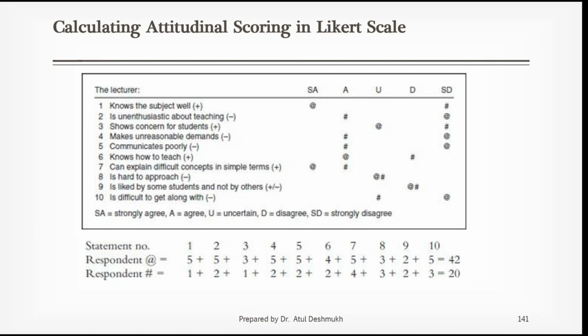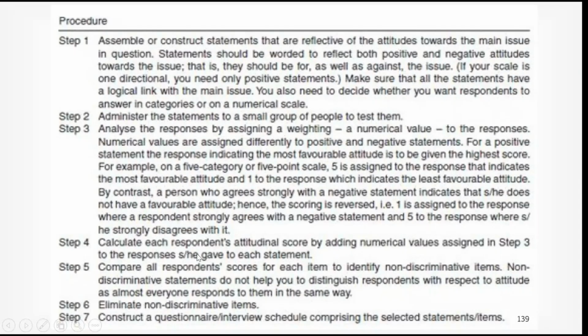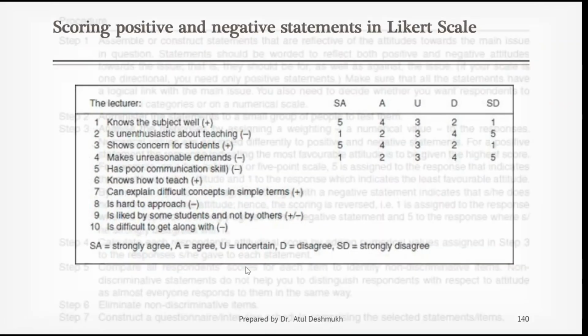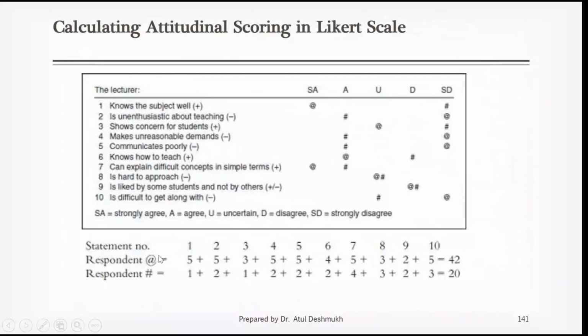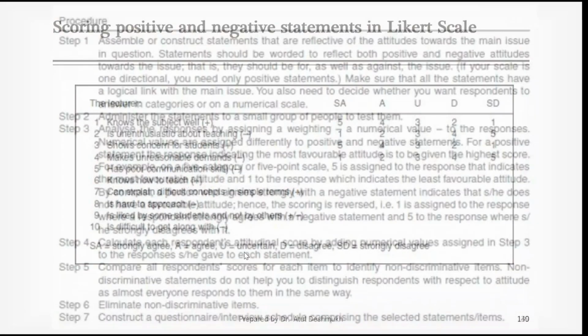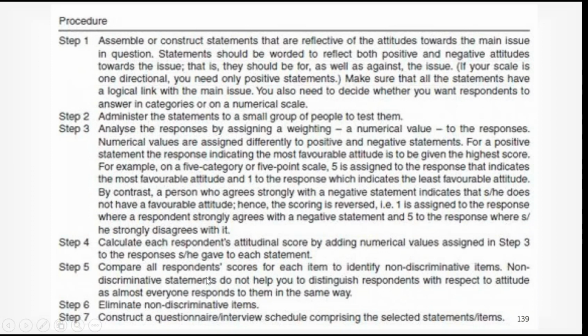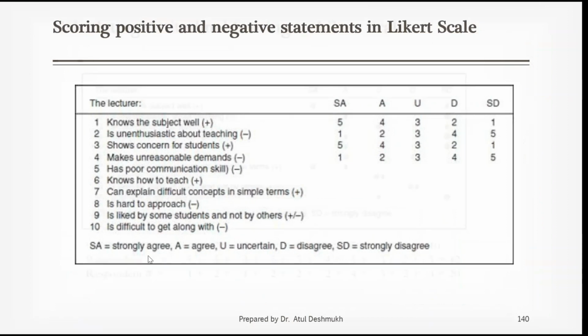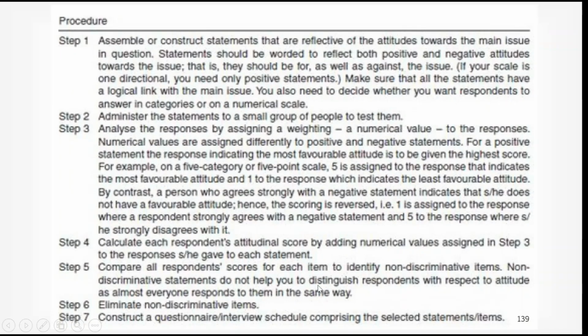Okay, now step number 4: calculate each respondent's attitudinal score by adding the numerical values assigned in step 3 to the responses he or she gave to each statement. Just now I explained this, that we summated it. Summation is done and we got the score. Compare all respondent scores for each item. Now for each item, each statement, each respondent's score is cross-checked.